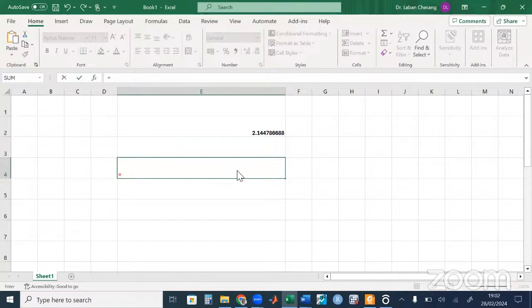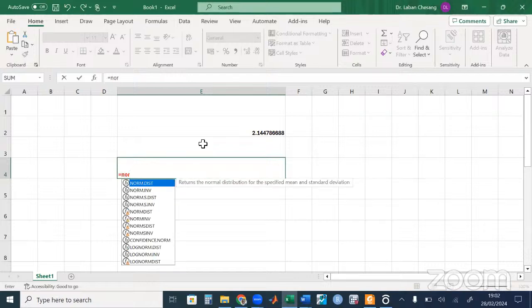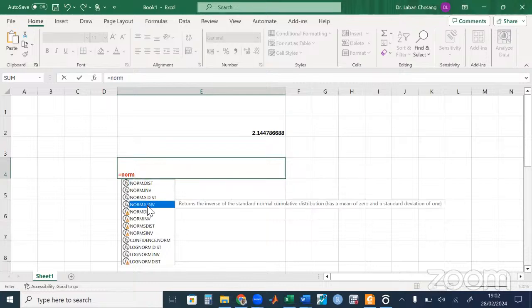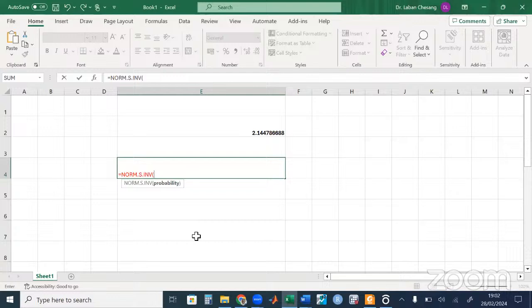So this equals norm, the standard norm. Please know that there are many normal distributions that you can see there. Please pick the standard inverse one right here, because it's a standard normal. Double click on that one. You can see it only requires you to input the probability value. In our case, it is 0.01. But of course, Excel would require that you do the difference from 100 because you're looking at the confidence level. So 1 minus that amount.